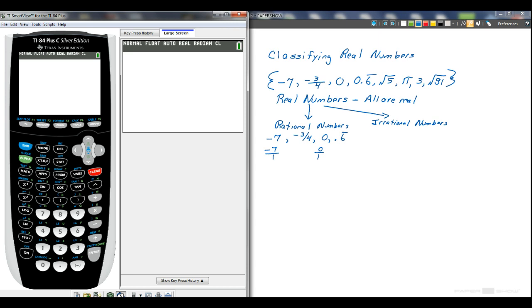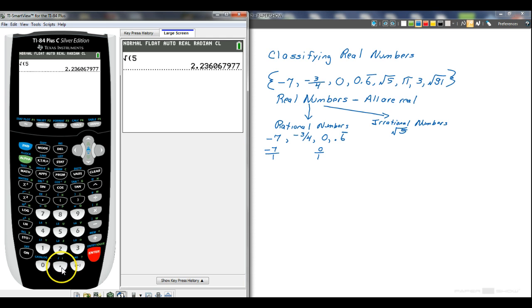Now, square root of 5, if we put that in our calculator, so if we do second x squared, 5, and we're looking to see if it terminates or repeats, and we can see that it does neither. It just keeps on going. We don't see a pattern. So we're going to classify square root of 5 as irrational.